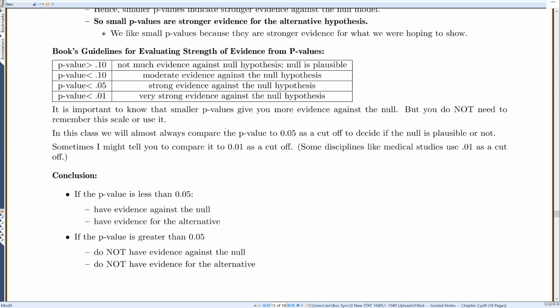So what that means, here's in this conclusion, if the p-value is less than 0.05, that means you have evidence against the null, which means you have evidence for the alternative, which is what you were hoping to show. But if the p-value is greater than 0.05, then you do not have evidence against the null. You do not have evidence for the alternative. And let's just remind ourselves, if the p-value is less than 0.05, that means it is statistically significant, which is just statisticians like to make up official words. Statistically significant just means the p-value is less than 0.05. If it's greater than 0.05, then you would say it is not statistically significant.